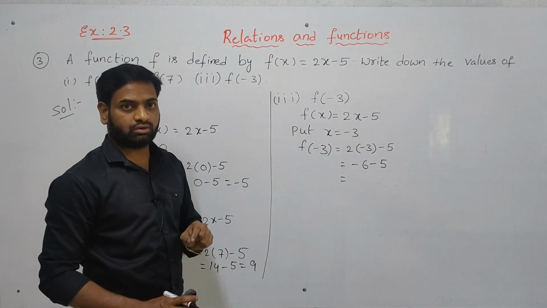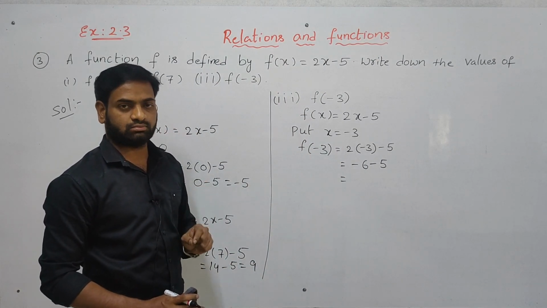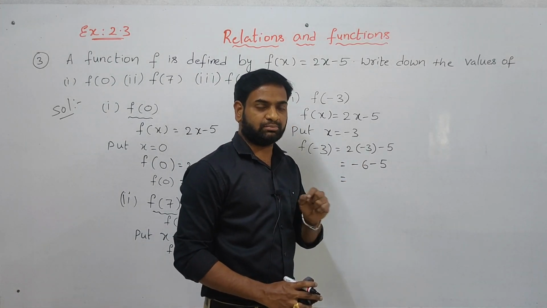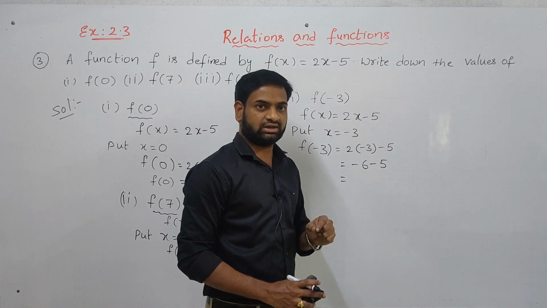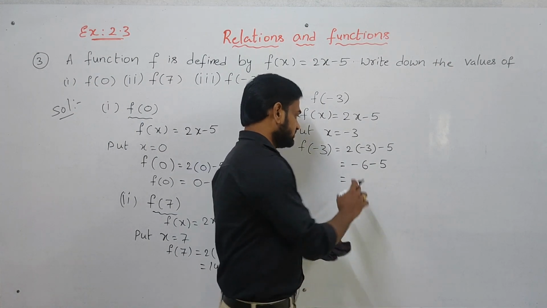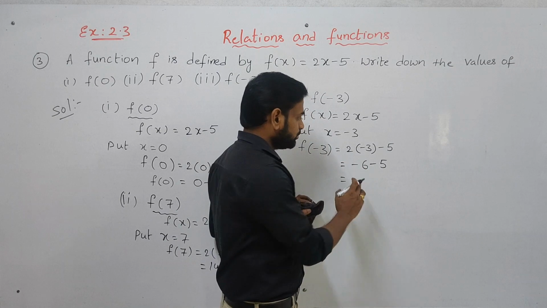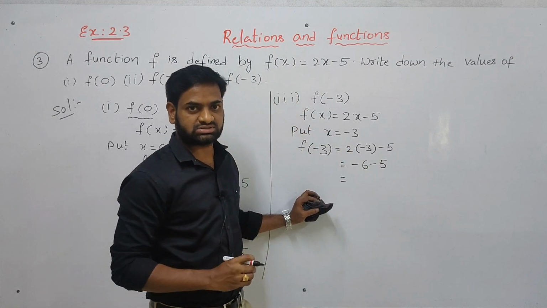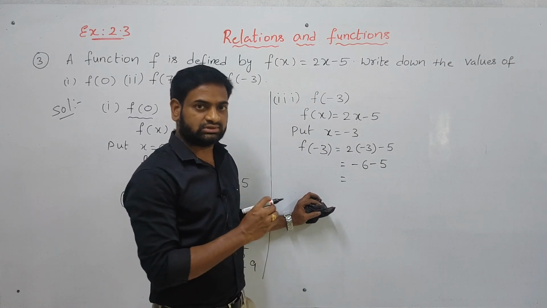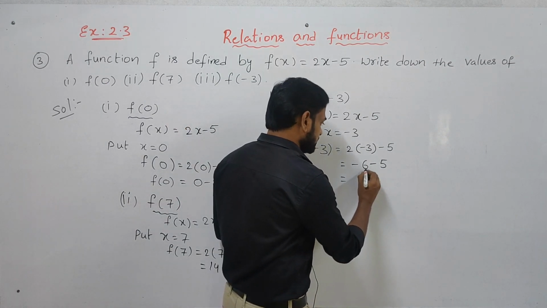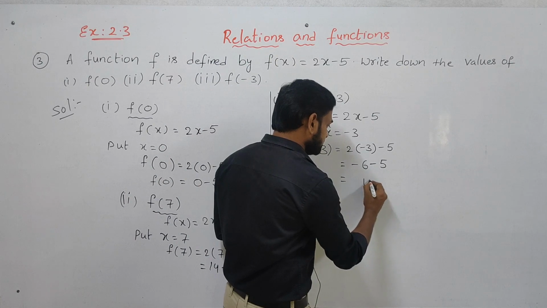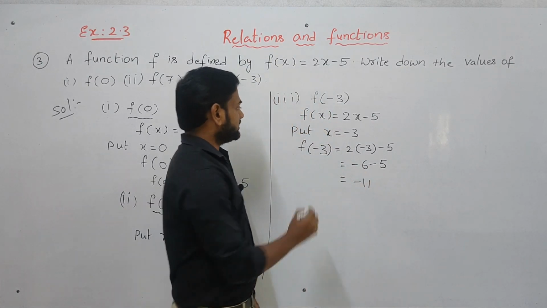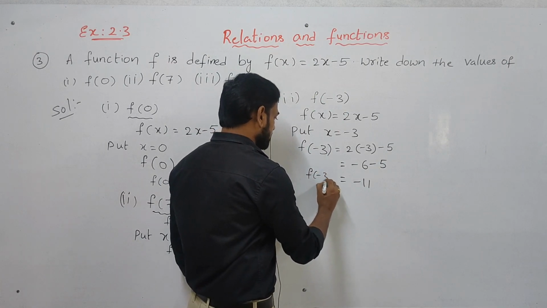When both the values are negative, then add the numbers and give the negative sign. When both are negative, minus 6 minus 5, then add the numbers and give the negative sign. So add the numbers, that is 11. Both have the minus, so minus 11. That is the f of minus 3 value.